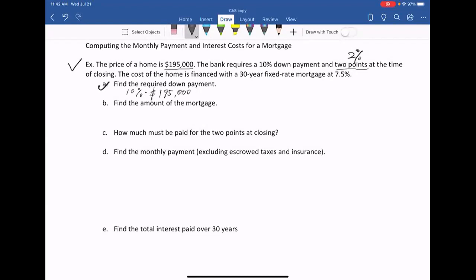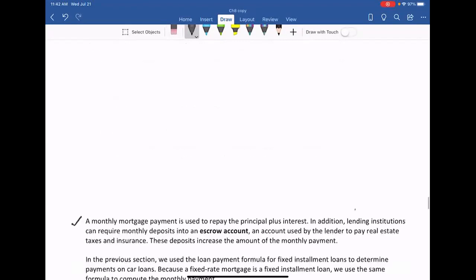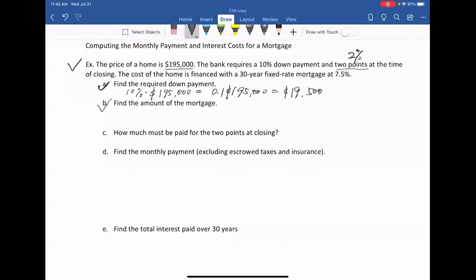195,000, equals 0.1 times 195,000, equals $19,500. Second one, part B, find the amount of the mortgage. The mortgage equals the price of the home, subtract the down payment. We found it here, 19,500.